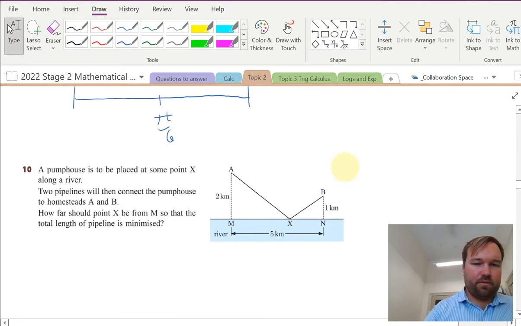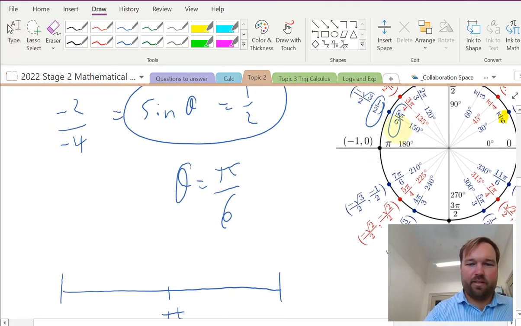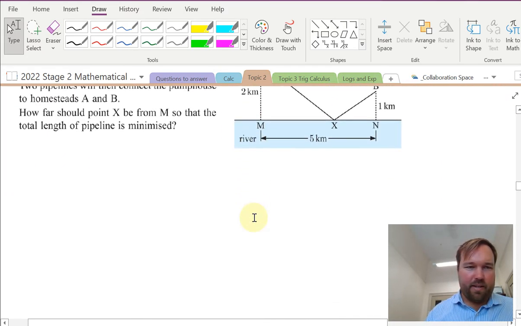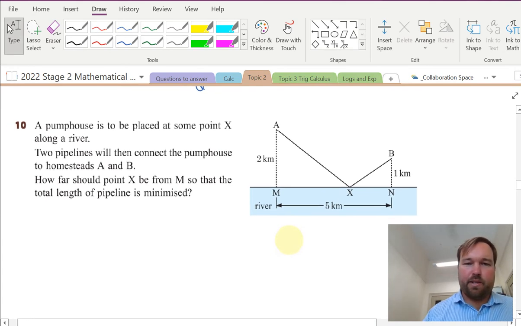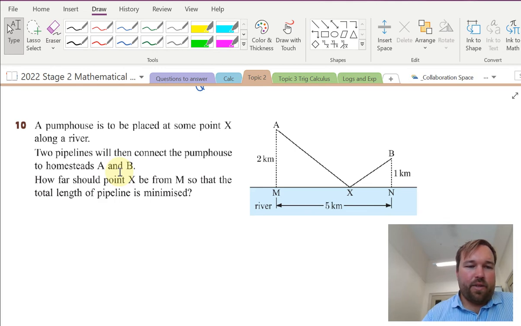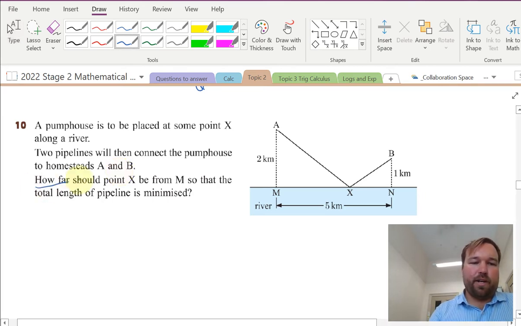Question 10. Oh, I'm feeling a Pythag. Yes, there's got to be a Pythag here. Alright, a pump house to be placed at some point X along a river. Cool. Two pipelines will then connect the pump house from homesteads A and B. How far should X be so that the total length of the pipeline is minimized? Alright. So, how far should X be from M to the total length?